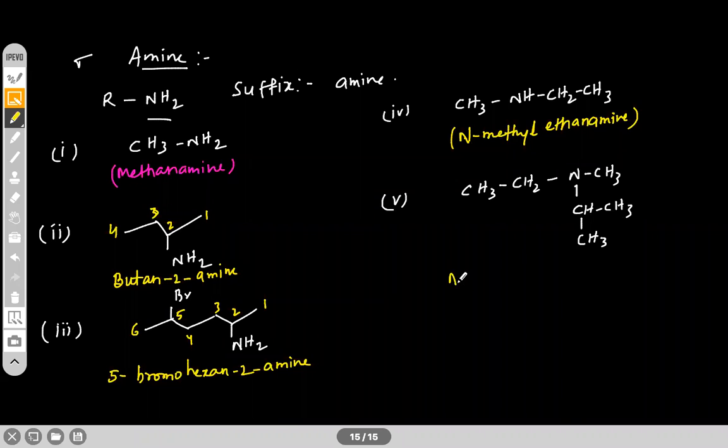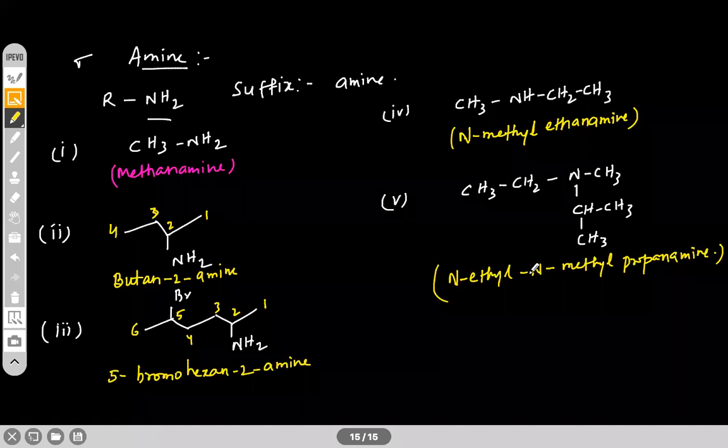And for this one, it is N-ethyl, N-methyl propanamine. Tell me, any doubt? Any doubt in this?